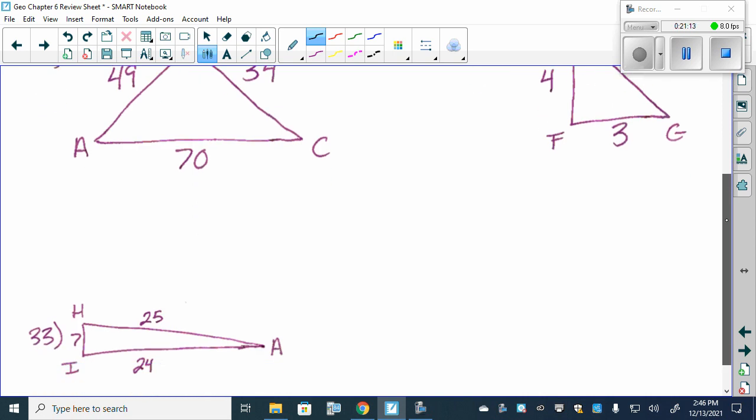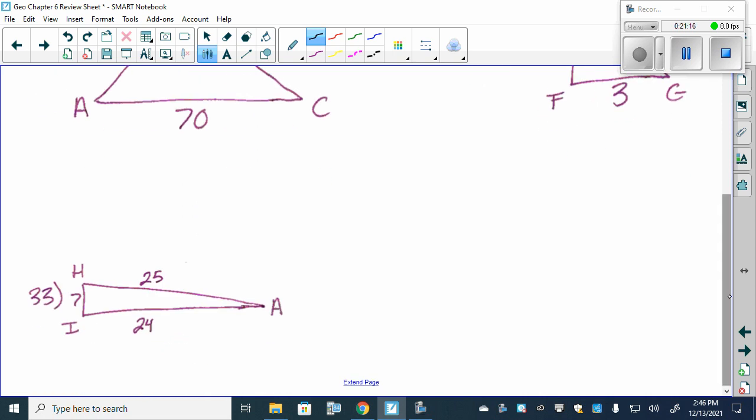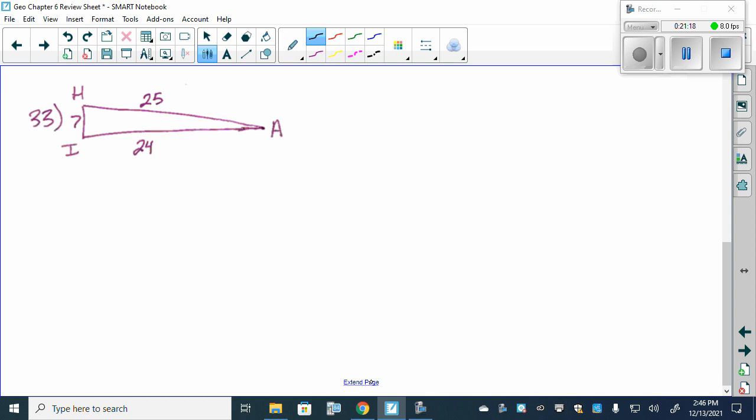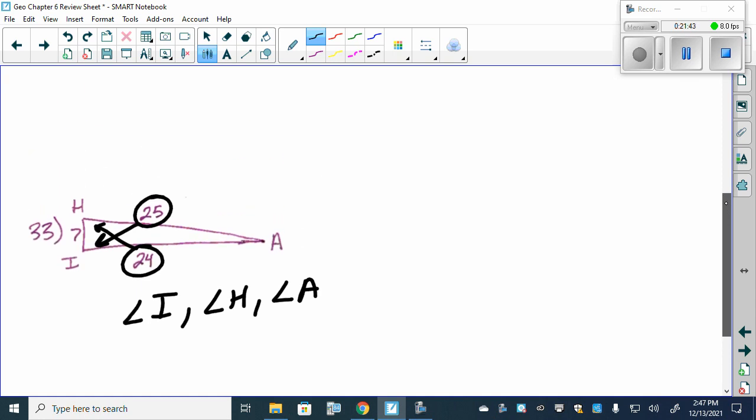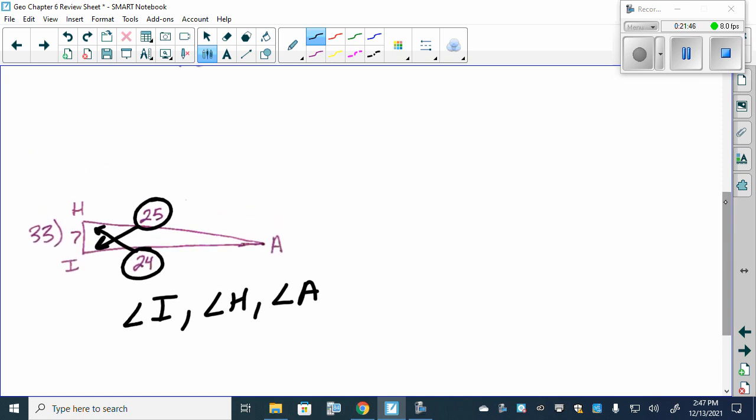32. So we can look at 32 or 33, then 32. So when we look at this here, which is the biggest side? Oh, I'm sorry. I'm on the wrong section. You're good. 25, which would make angle I the biggest. What's the next biggest side? 24, which is opposite H, and then the last one would be A. So I, H, A.